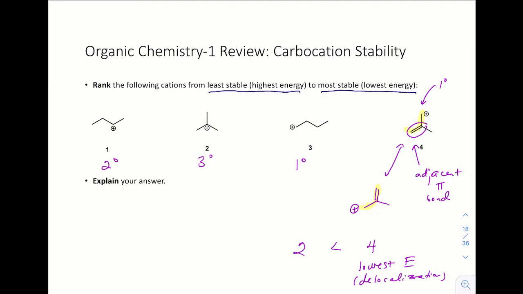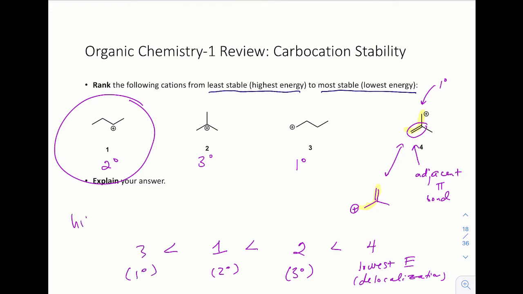Carbocation 2 is the next lowest energy because it is tertiary. Carbocation 1 is the next lowest energy because it was secondary. And carbocation 3 was the highest energy or the least stable because it is primary. All right, make sure you have this down before you revisit the cyclization of the protonated oxidosqualene with me.